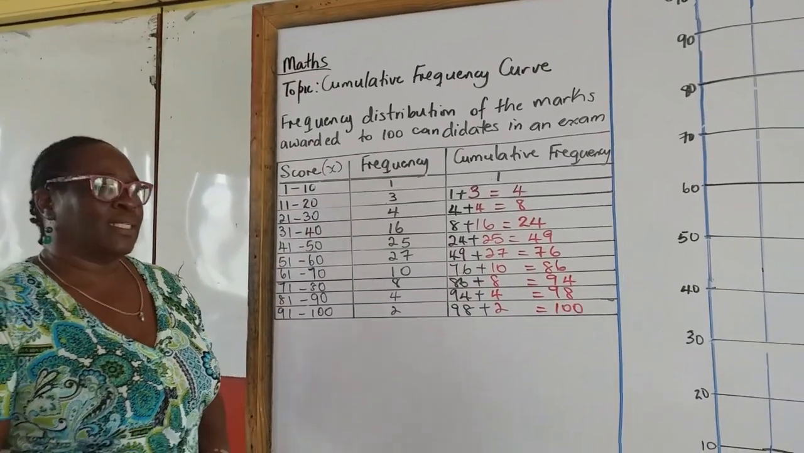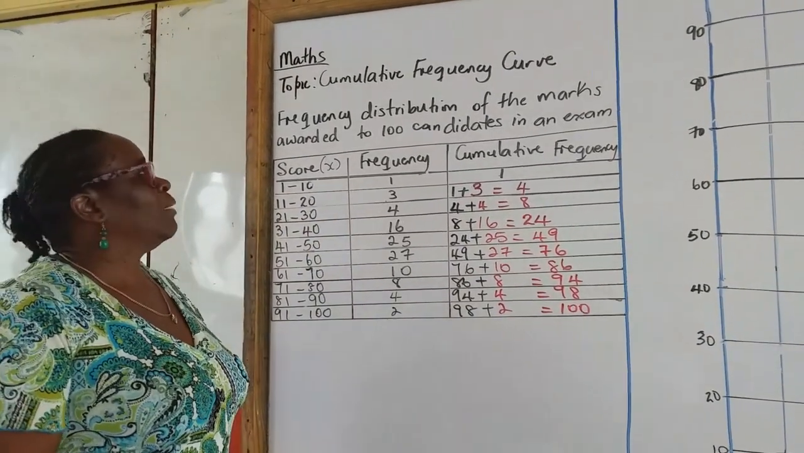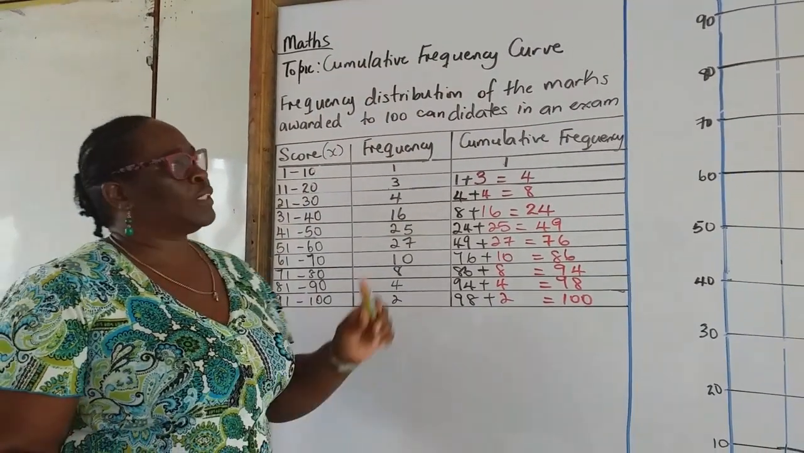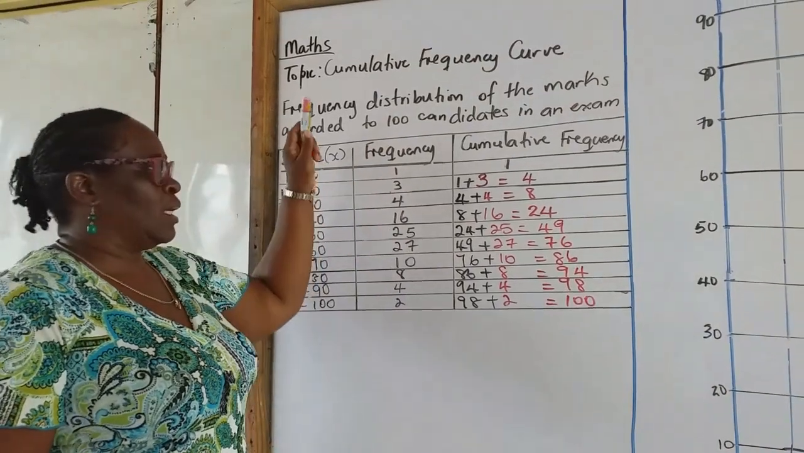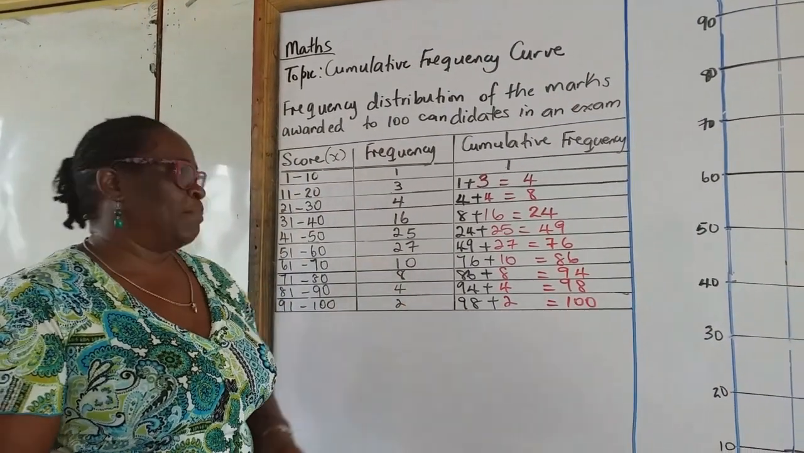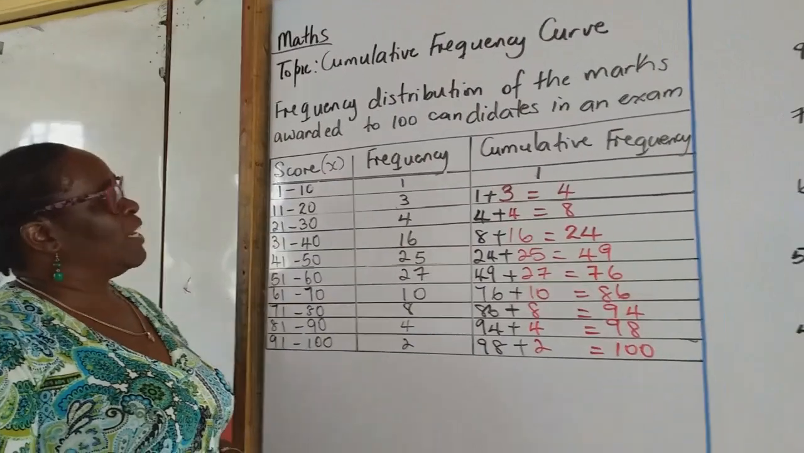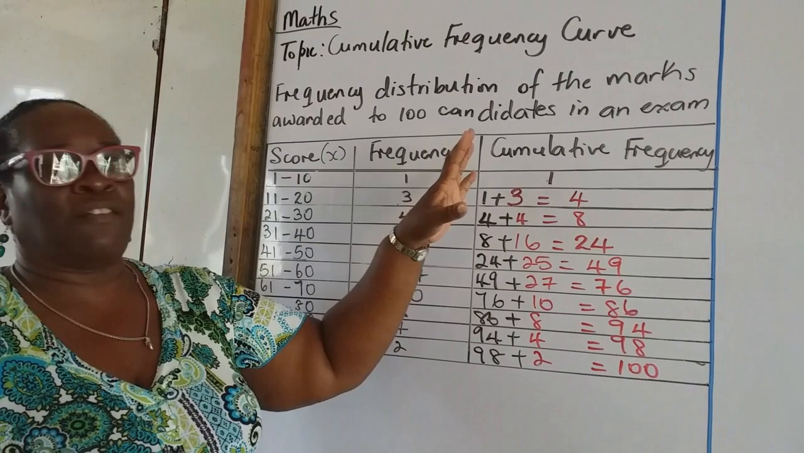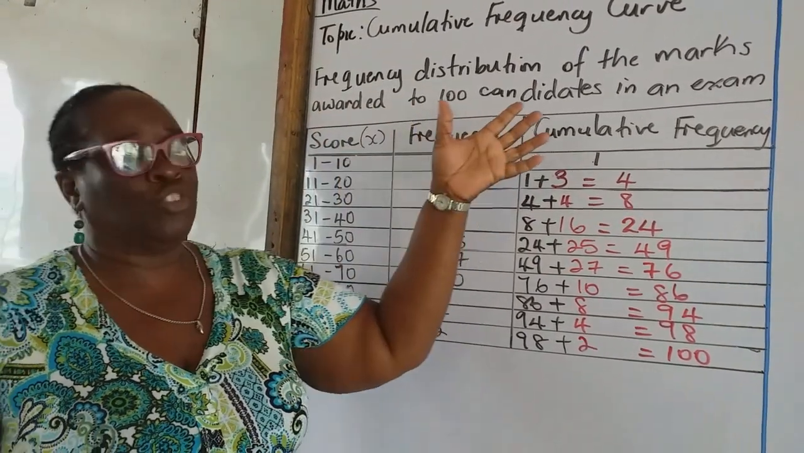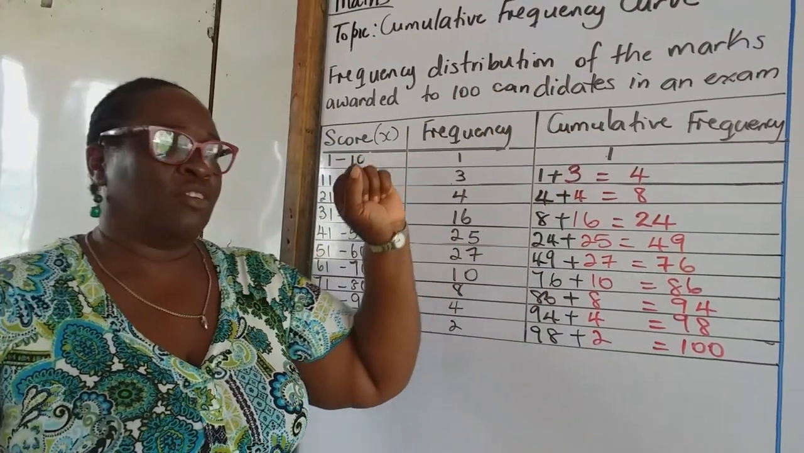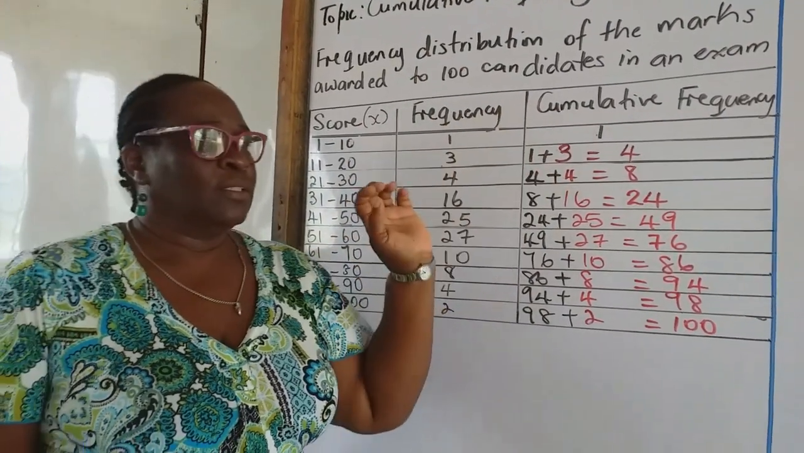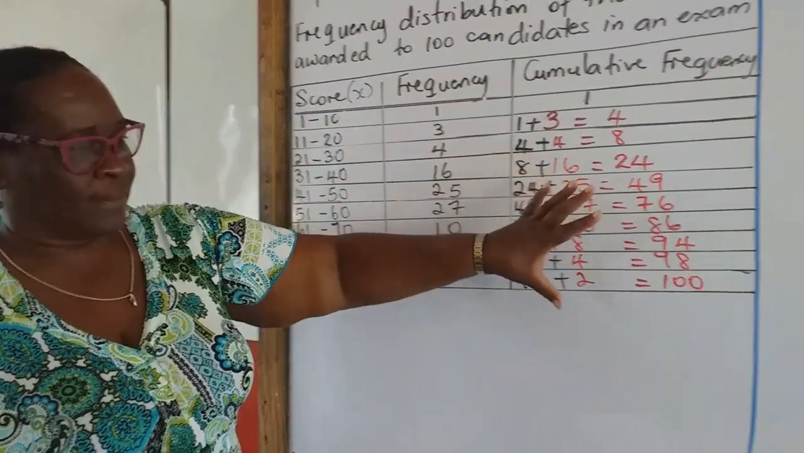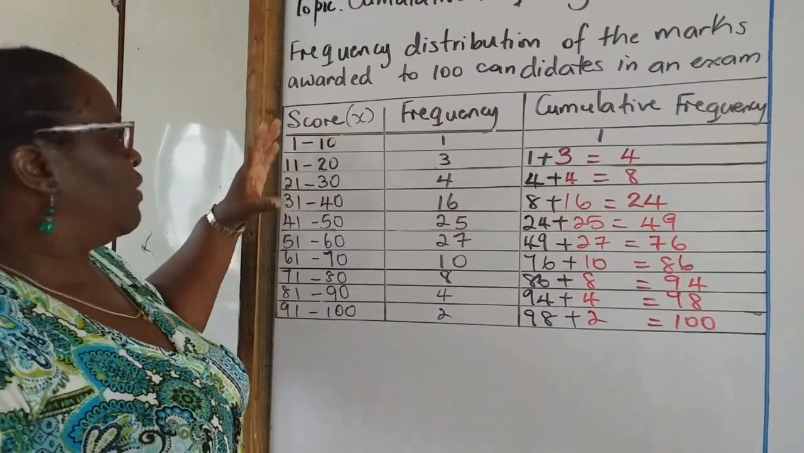Good day, students. This lesson will be about cumulative frequency curve. To teach this topic, we'll be using a question as an example. The first thing we are given here is that this frequency distribution is of marks awarded to 100 candidates in an examination. So the total is 100. And then you are given this frequency table to complete. This is what we are given.